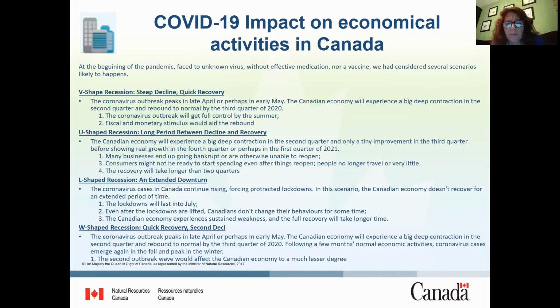Consumers might not be ready to start spending very fast. Many businesses were still closed or even bankrupt, so recovery would take longer. We looked at the L-shaped recession scenario, which is a more extended downturn, and the W-shaped recession, which is a quick recovery and a second decline and recovery again.